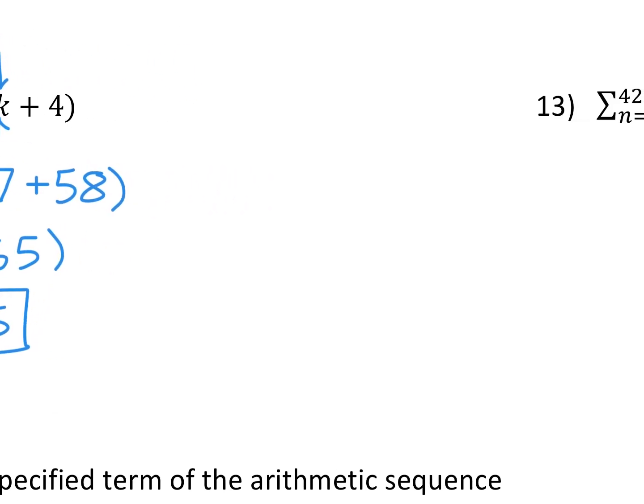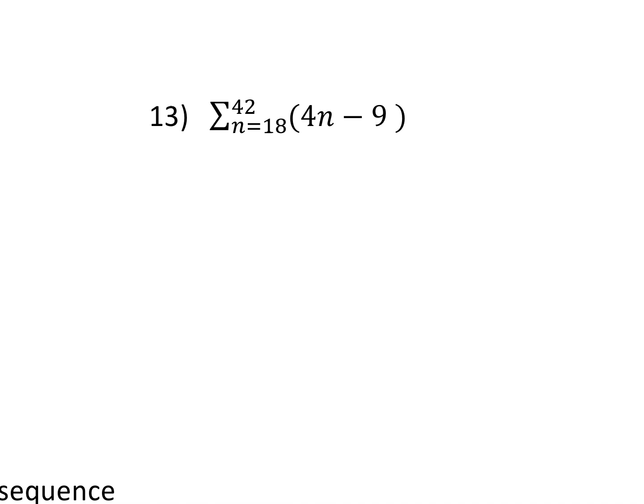All right, for the other sigma notation problem, you have to be careful. You have to be careful figuring out how many items there are. The common wrong answer is people think, if I'm starting at 18 and going to 42, that's 24 items. It's actually 25 items.